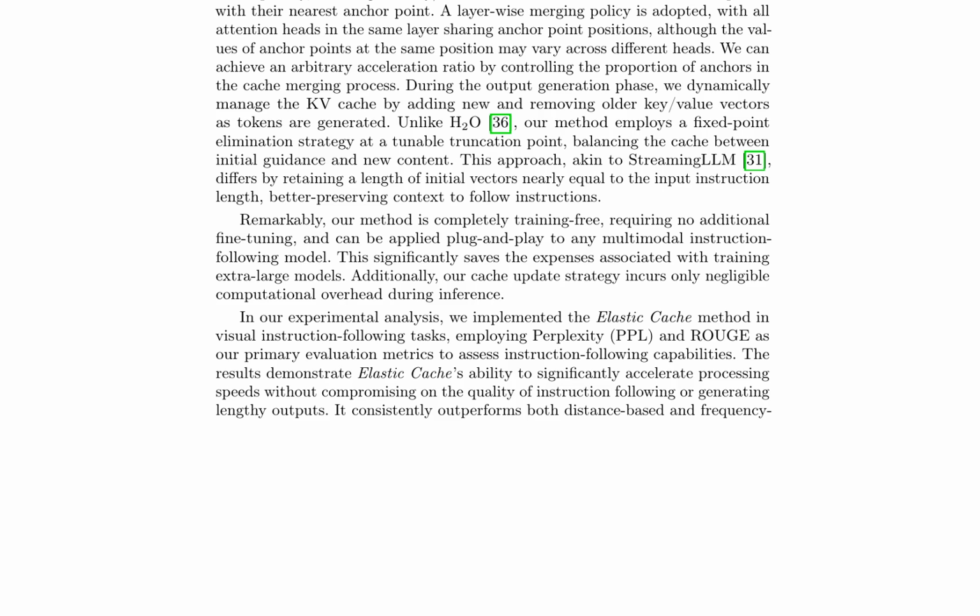In experimental analysis, the elastic cache method was implemented in visual instruction following tasks, employing perplexity, PPL, and ROUGE as primary evaluation metrics to assess instruction following capabilities. The results demonstrate the elastic cache's ability to significantly accelerate processing speeds without compromising on the quality of instruction following or generating lengthy outputs. It consistently outperforms both distance-based and frequency-based cache management techniques, showcasing its potential for improving multimodal instruction following models.